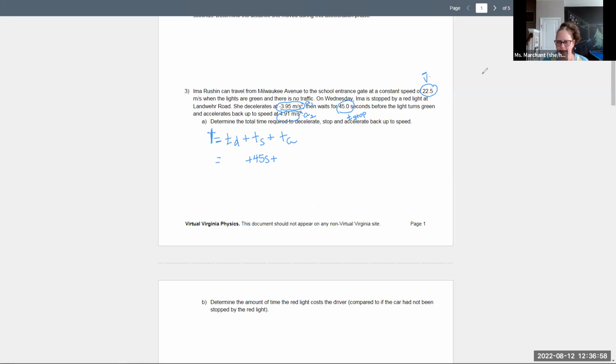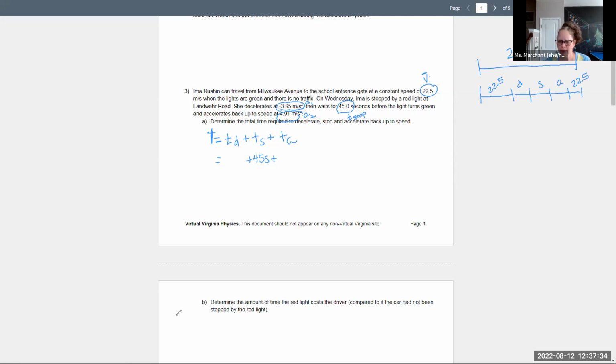Let's draw a picture. Normally she goes 22.5 meters per second all the way from point A to point B. But today, she's going 22.5 for a certain amount of time, and then she is decelerating for a certain amount of time, and she stopped for a certain amount of time, and she's accelerating for a certain amount of time, and then she's back to 22.5. So what do I know?